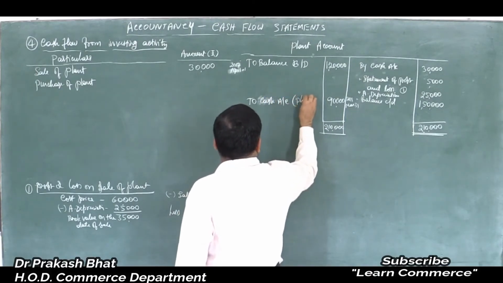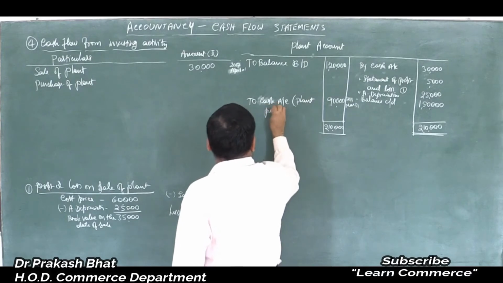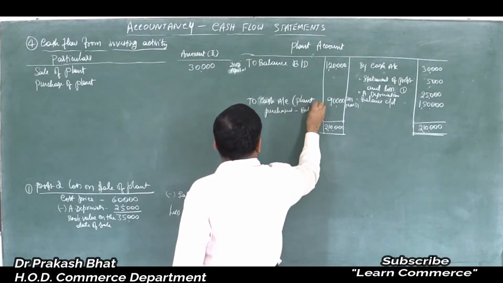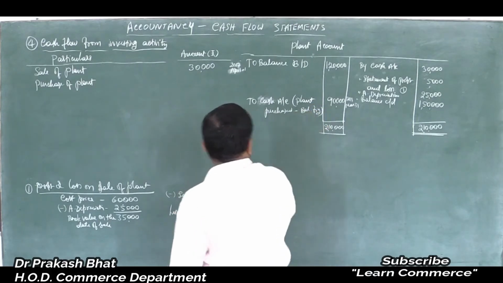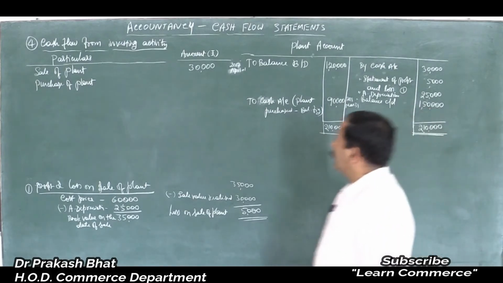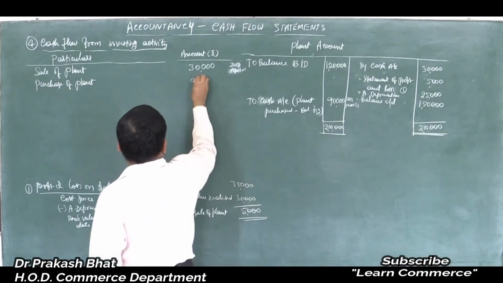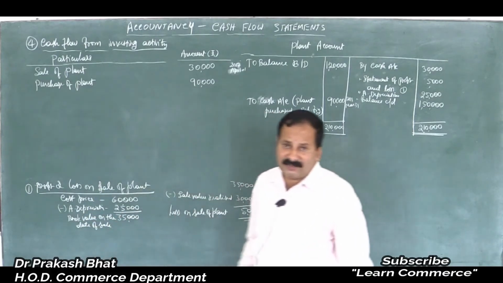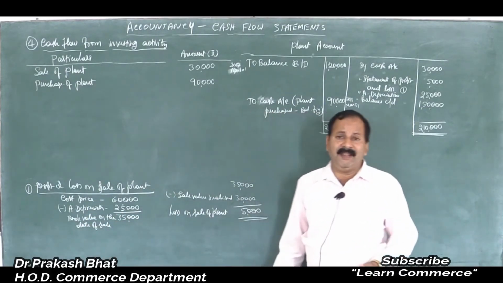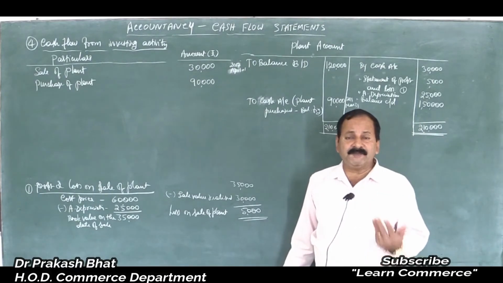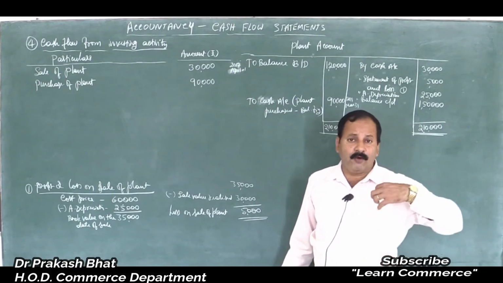Plant purchased, balancing figure. This is the balancing figure, remember. Clear? Now, you have to write this amount here, purchase of plant. When you purchase plant, cash goes out. Am I correct? When you buy anything, you have to pay amount outside. You have to spend money. Cash goes out from your pocket.